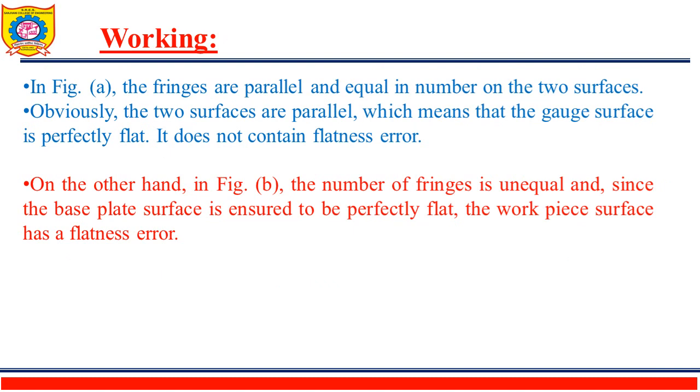Figure A. In figure A, the fringes are parallel and equal in number on the two surfaces. Obviously, the two surfaces are parallel, which means that the gauge surface is perfectly flat. It does not contain flatness error. On the other hand, in figure B, the number of fringes is unequal, and since the base plate surface is ensured to be perfectly flat, the workpiece surface has a flatness error.